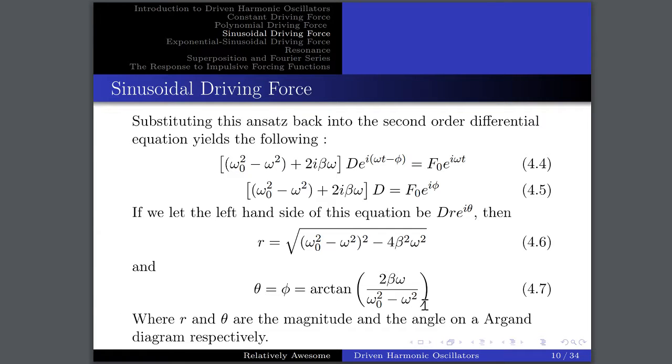If this is hard to remember, just remember that r is the square root of the sum of the squares of the real and imaginary parts, and the angle is simply the arctan of the imaginary part divided by the real part.